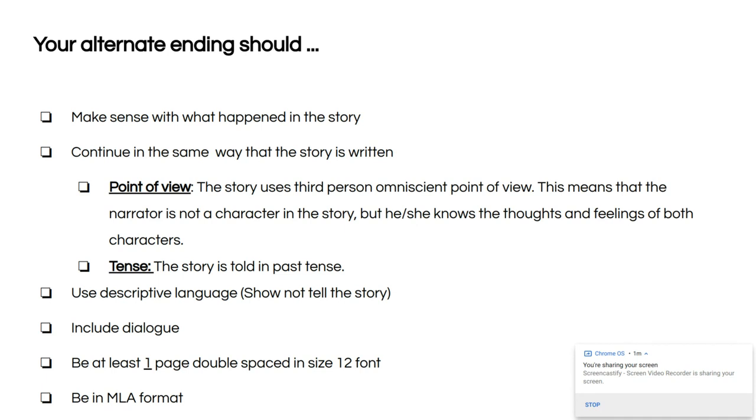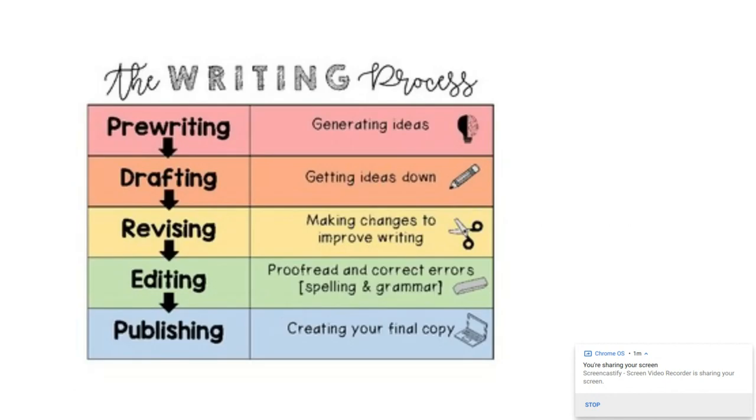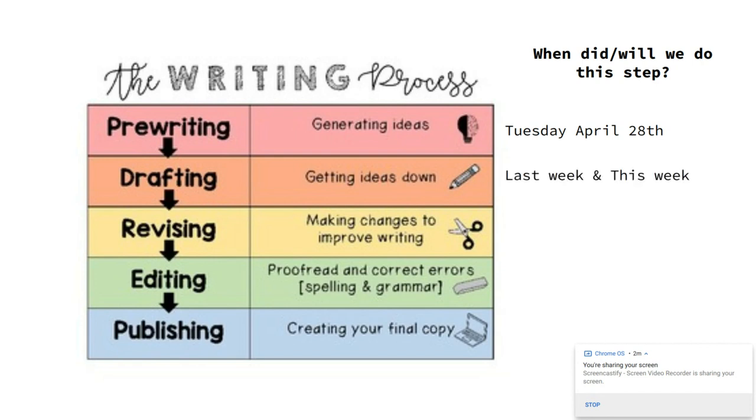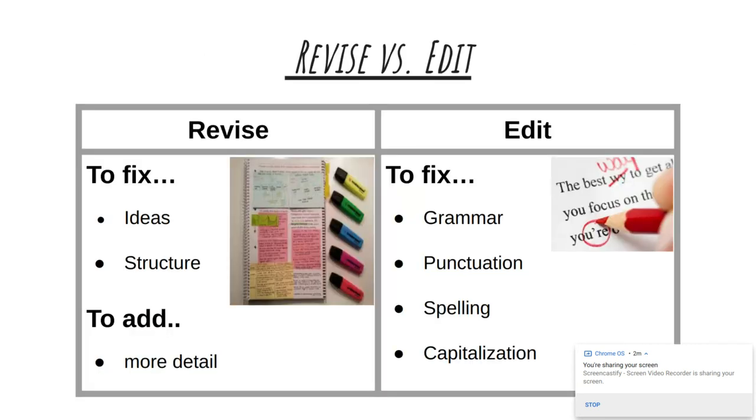So we went over all of those things last week and early this week. So we've been going through the writing process with this assignment. We did our pre-writing where we generated ideas on last Tuesday when we did our planning document. We've been drafting last week and this week by creating our first version of the alternate ending. Today we're going to be revising and editing, and then by Tuesday at noon, you are publishing. That's creating your final copy of the document.